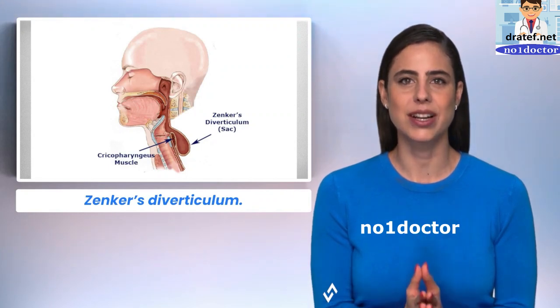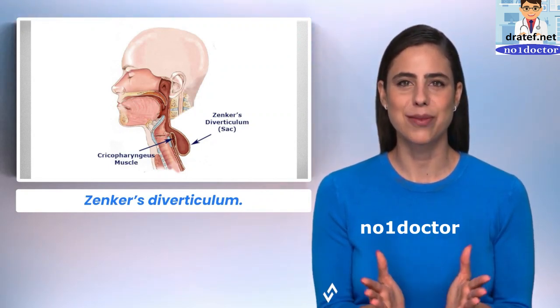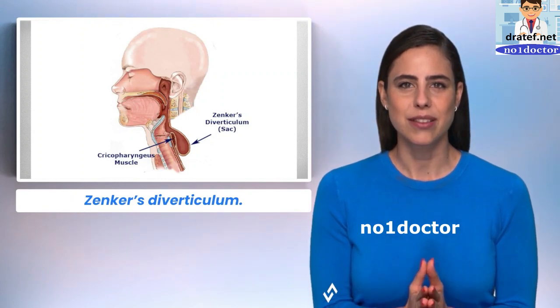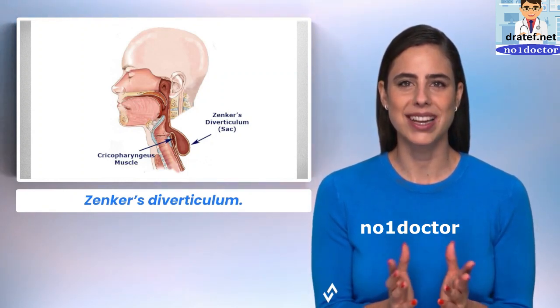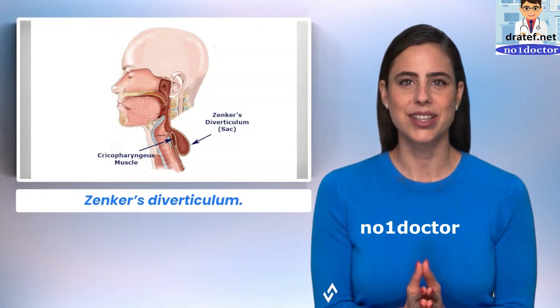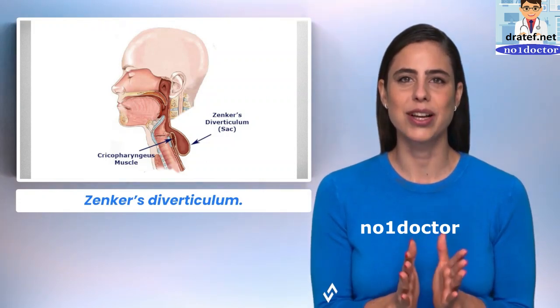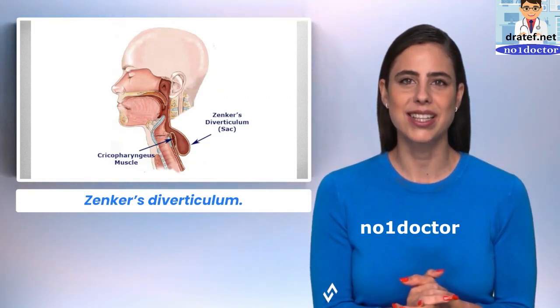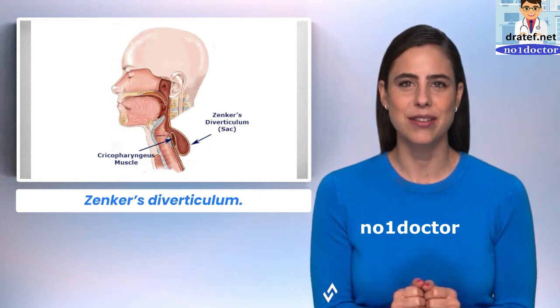Today, we will talk about Zenker's diverticulum. Caused by increased pressure during swallowing. Is a false diverticulum located posteriorly. Occurs between the pharyngeal constrictors and cricopharyngeus. Caused by failure of the cricopharyngeus to relax.